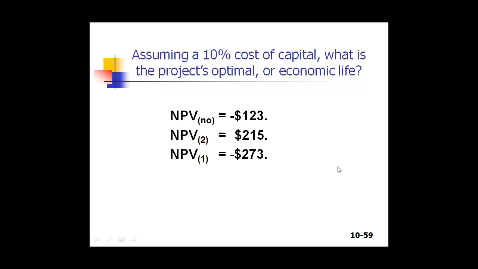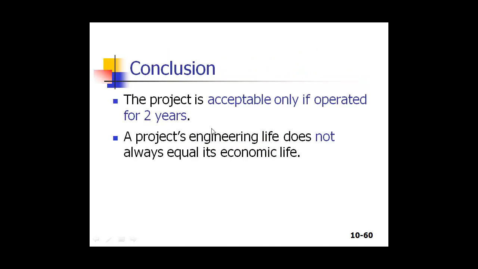Okay, what does this show you? Yeah, it shows that what does the no mean? Yeah, so you just use the machine for its entire physical life. That's negative NPV. If you use it for 2 years and then sell it, this is your economic life of 2 years. Obviously, this was a simplistic example, but it illustrates an important point. So the conclusion is, a project's engineering life does not always equal its economic life.